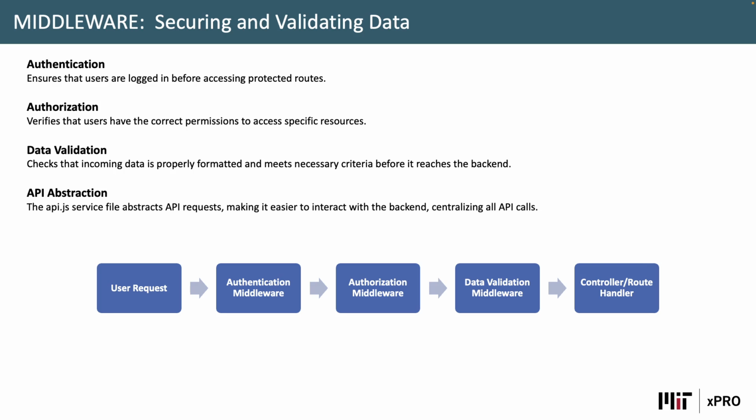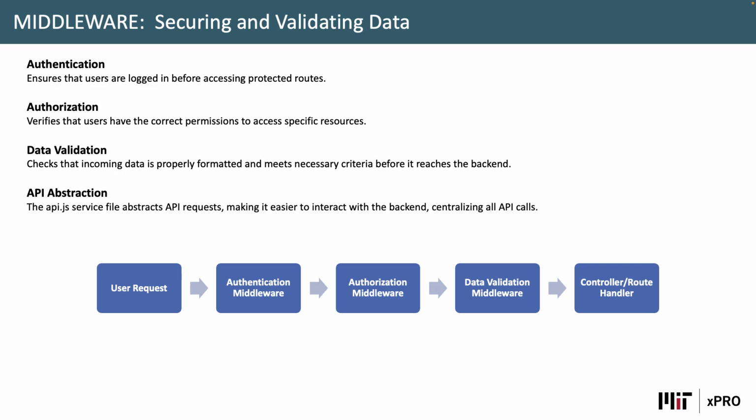The API.js service file abstracts the API requests, making it easier to interact with the backend from the front end. The service file centralizes all API calls, streamlining the process of fetching data or performing actions like transactions.